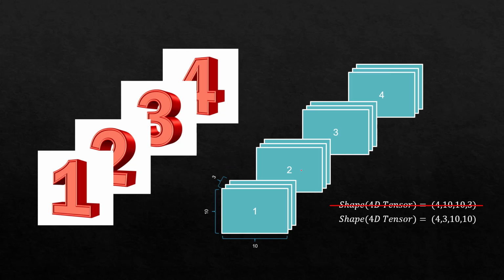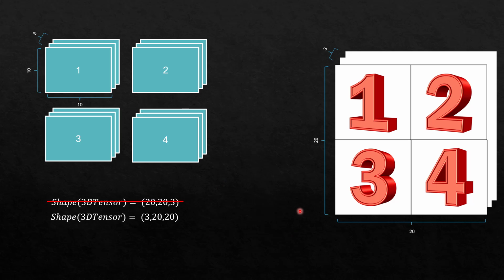So if I talk about the original image we started with, previously we were writing 4 by 10 by 10 by 3. I just move this 3 so that we have 4 images, each image has 3 layers, and each layer is 10 by 10 in size. Even for the final image, it is a 20 by 20 image with 3 layers. That means 3 comma 20 comma 20 will be its shape. We will not say 20 by 20 by 3, okay?